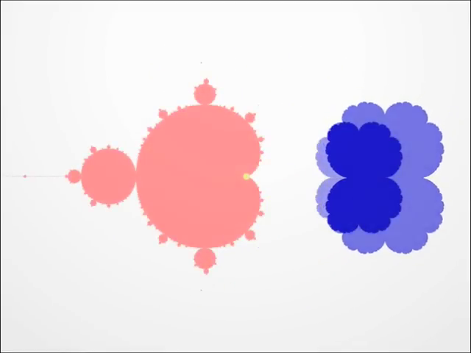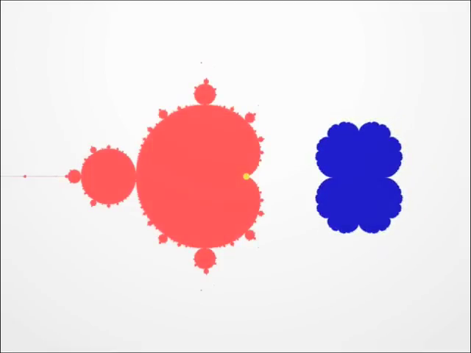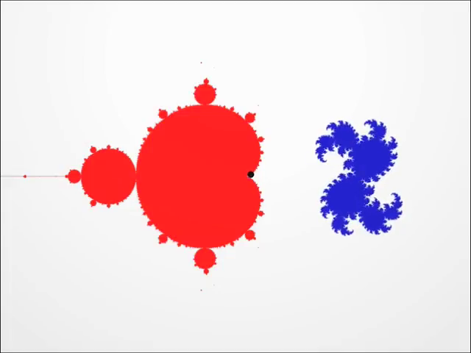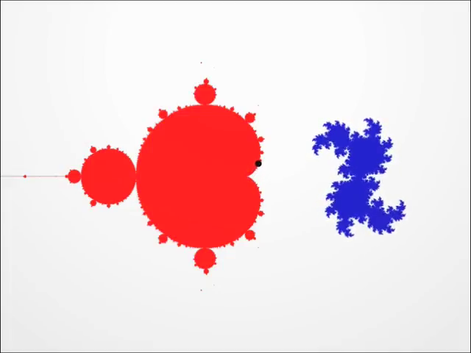In order to understand how these shapes change, I'll show you several things in parallel. On the left side, the red side, you can see a point that will start to move. This is the point c. On the right side, you see the corresponding Julia set. It's deforming as c slowly changes.